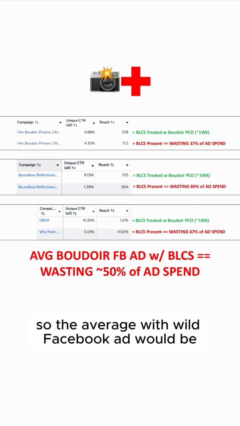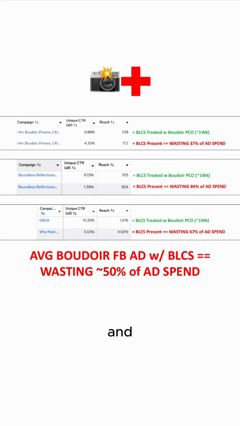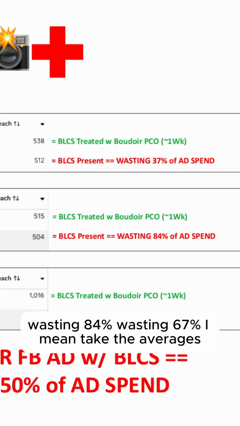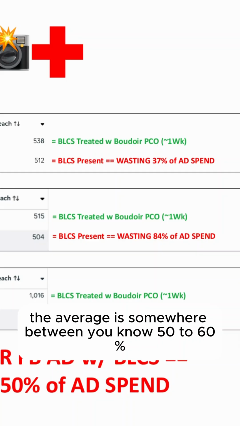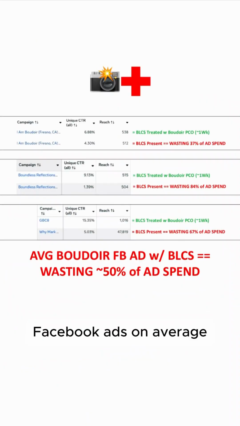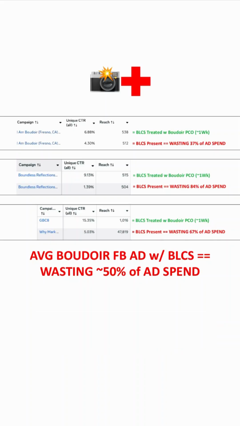So the average Boudoir Facebook ad with BLCS is wasting about 50% of its ad spend. I mean, just looking at these numbers here, wasting 37%, wasting 84%, wasting 67%. Take the averages, the average is somewhere between 50 to 60%. So if they're spending 10 grand a month on Boudoir Facebook ads, on average, 5K every single month is being wasted.